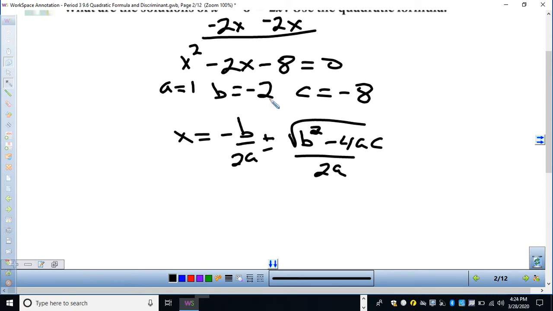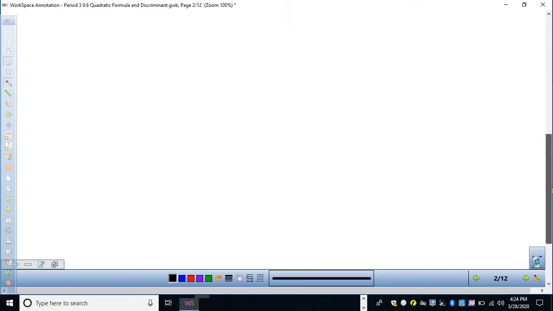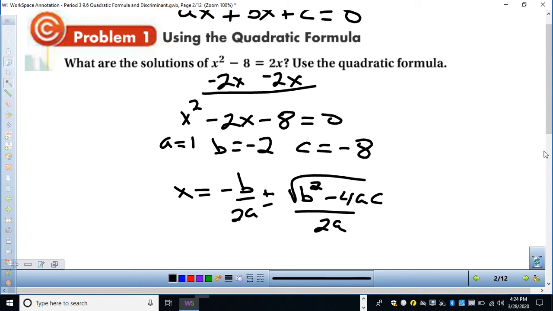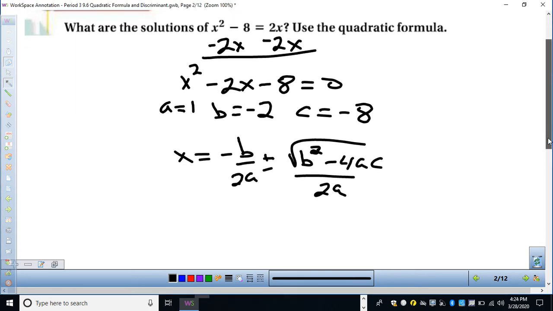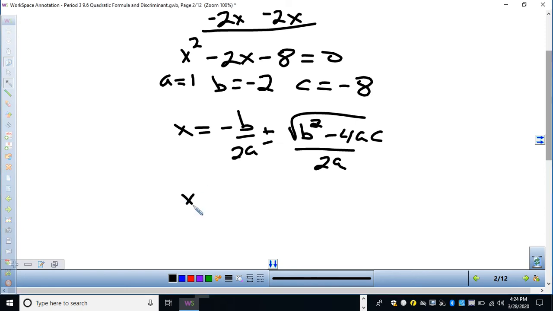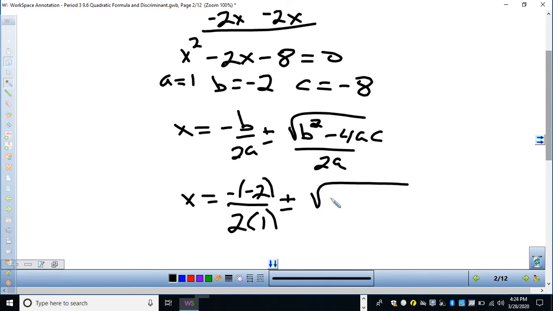So if we look up here, we have negative 2. We also have negative b. So remember, you need to have both of these negatives, the negative in front of the b and the negative in front of the 2. So we get x equals negative 2 over 2 times 1 plus or minus the square root.